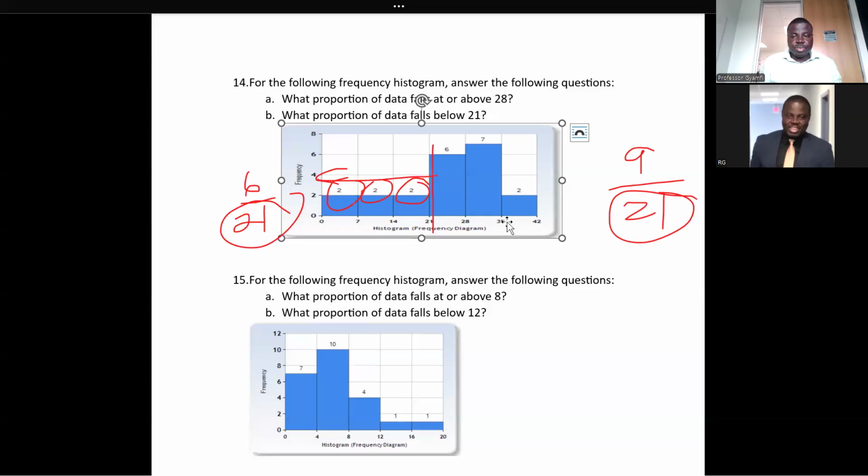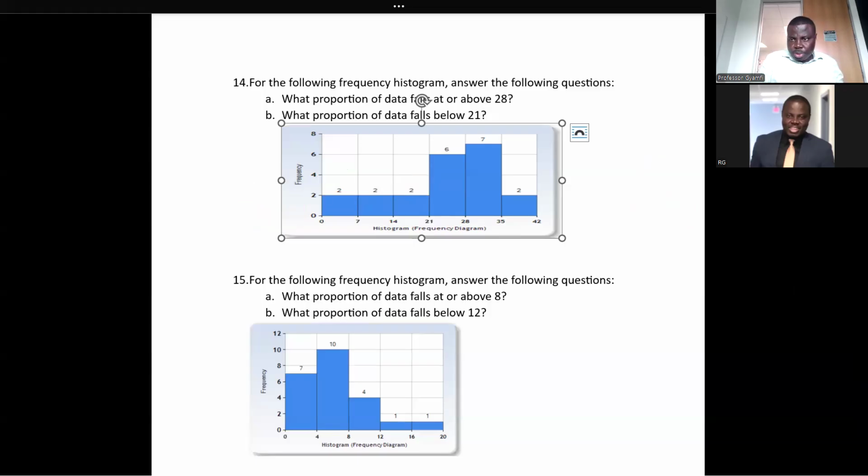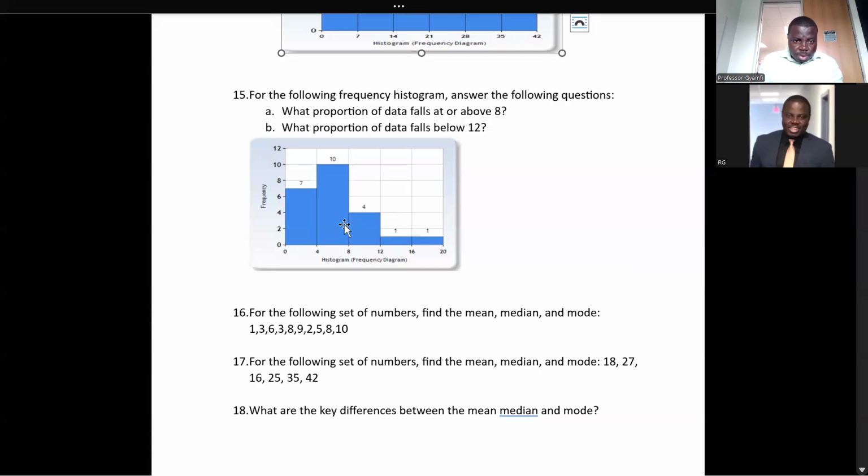Let's go to number 15. Now in 15, again, you have the picture of the histogram at the bottom, and A says, what proportion of data falls at or above 8? So I've got to look at 8. So I go to my histogram, and then I'm looking at 8. It's right there. Now it says at or above 8. So it's going that way, above. So I have 4, 1, and 1, which is 6.